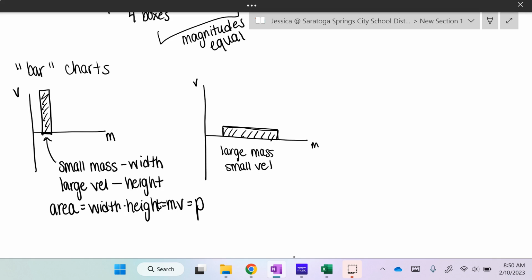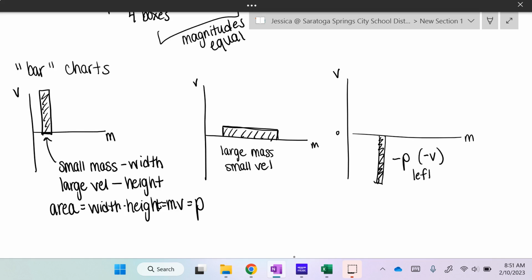And then I could also show, of course, negative velocity or negative momentum by just flipping my bar into the negative velocity axis. So this would represent a negative momentum, a negative velocity, which just means that I'm moving left or down, in one of those negative directions. So those are two ways that we can visually represent the momentum of an object.